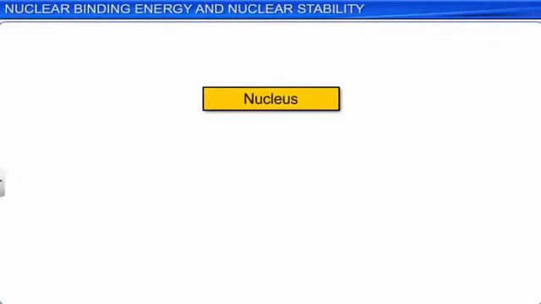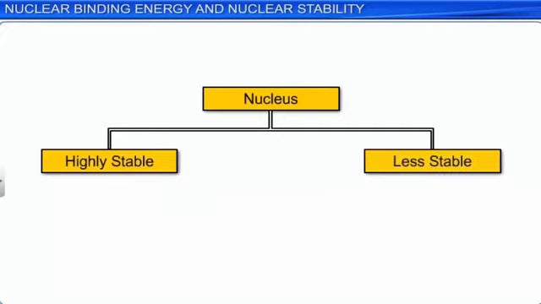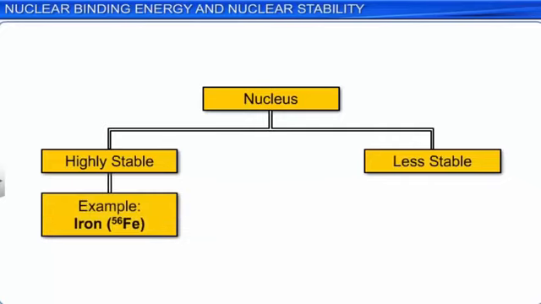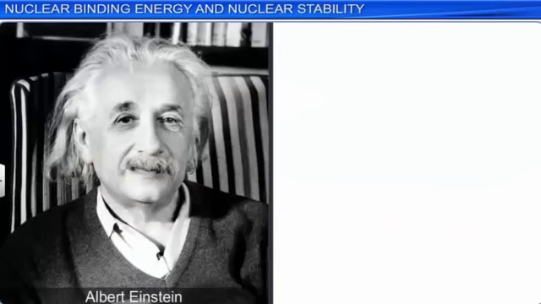In nature, we come across many elements. Some of them have nuclei which are highly stable, while others are relatively less stable. For example, the nucleus of iron is very stable, while the nucleus of uranium is considered to be unstable. To understand this aspect of nuclear stability, we should first study about Einstein's mass-energy equivalence relation.